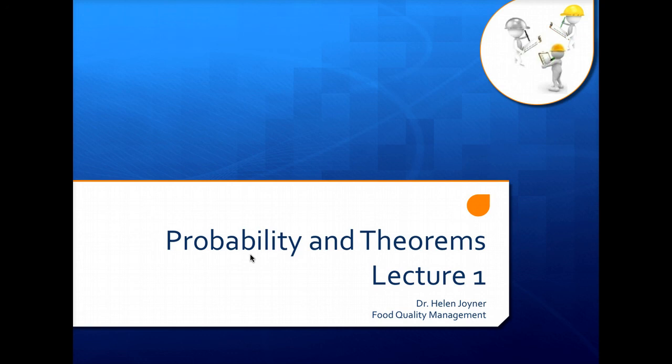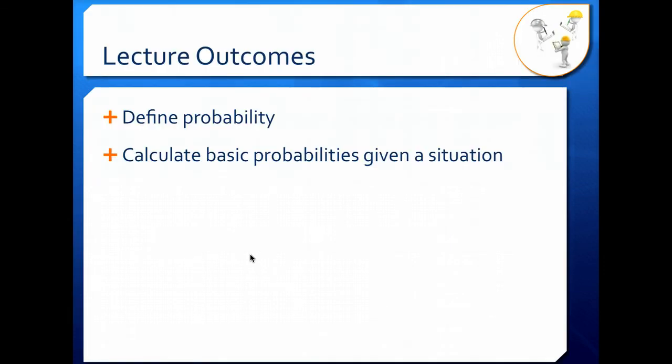Well, probability is actually used quite a bit when we do sampling, and it's important that we understand probability so that we can sample properly and make sure that our sample is representative of our actual total population. So let's talk a little bit about probability, what it means, and how it's used in sampling. In this lecture, we'll define probability, and we'll look at calculating basic probabilities given a situation.